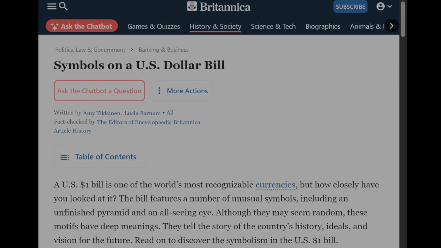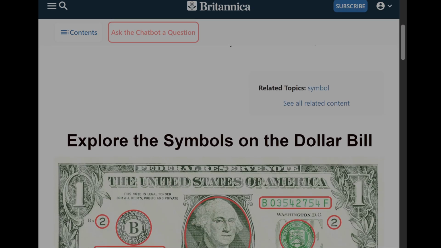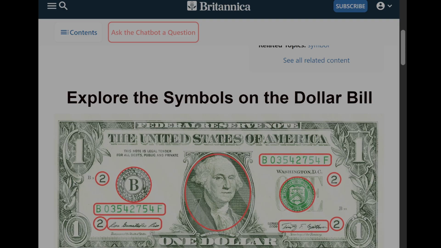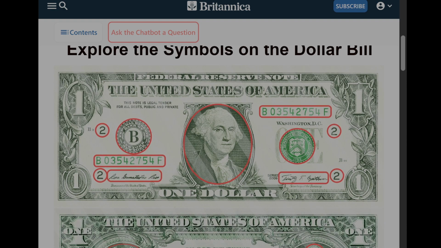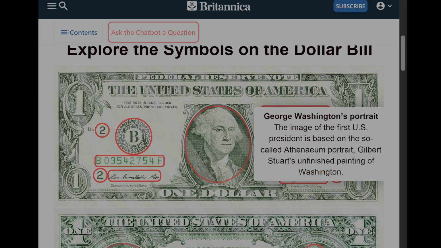Let's see, remember I told you about the word story? Be very careful when people use that word, because story means it's partially made up or it's completely fake. Of the country's history, ideals, and vision for the future. Read on to discover the symbolism in the US $1 bill. Now, I'm not going to read all of it. Let's go over it. And you can read it.